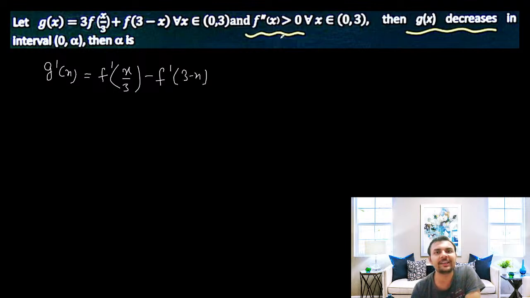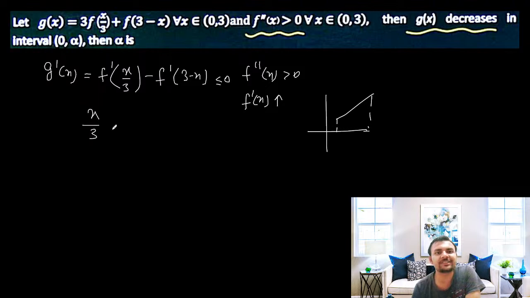Now f double dash x is increasing. f double dash x is bigger than 0. That means f dash x is increasing. So for this to be negative, what will happen? x plus 3 will have to be less than 3 minus x. That means x will have to be less than 9 by 4 and x is bigger than 0. So it is 0 to alpha. Alpha is equal to 9 by 4.